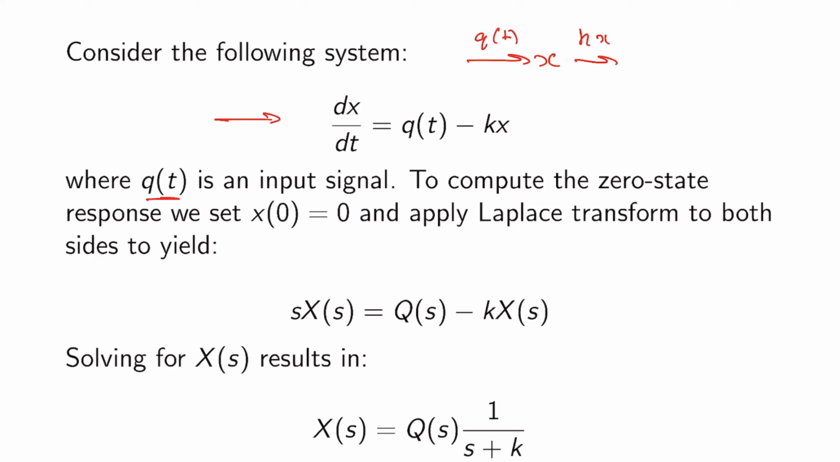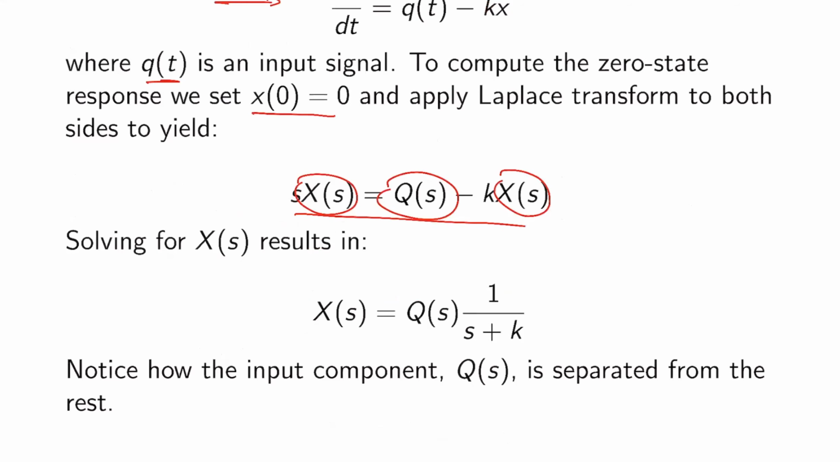So q(t) is the input signal. I'm going to try and use q from now on rather than u, because u suggests step response, and that's not always what we're talking about. So q is the input signal, currently undefined, okay? So to compute the zero state response, we set, of course, delta x 0 to 0, and we apply the Laplace transform to both sides to yield this. Okay, so remember, this is how we represent the transform of x itself. And since we don't know what q is at this point, we'll just represent it as capital Q of s. Of course, we can solve for x, and this is the equation we get then.